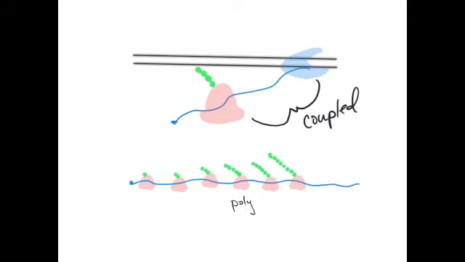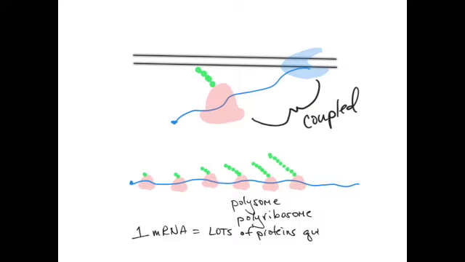And these messenger RNAs that are laden down with ribosomes are called polysomes or polyribosomes because there are many ribosomes bound to that one message. This is really great for small organisms like bacteria because it means they can use one single messenger RNA to produce lots of proteins very, very quickly.